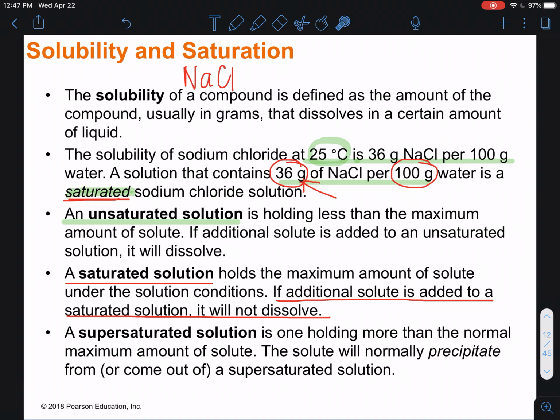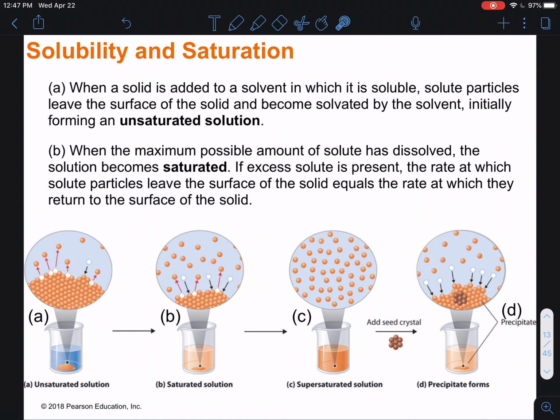Okay, you'll learn more about this in Chem 200. So, again, we can talk about this really fast. When a solid is added to a solvent, which is soluble, the solute particles leave the surface of the solid and become solvated by the solvent, initially forming an unsaturated solution. So that's this example right here.